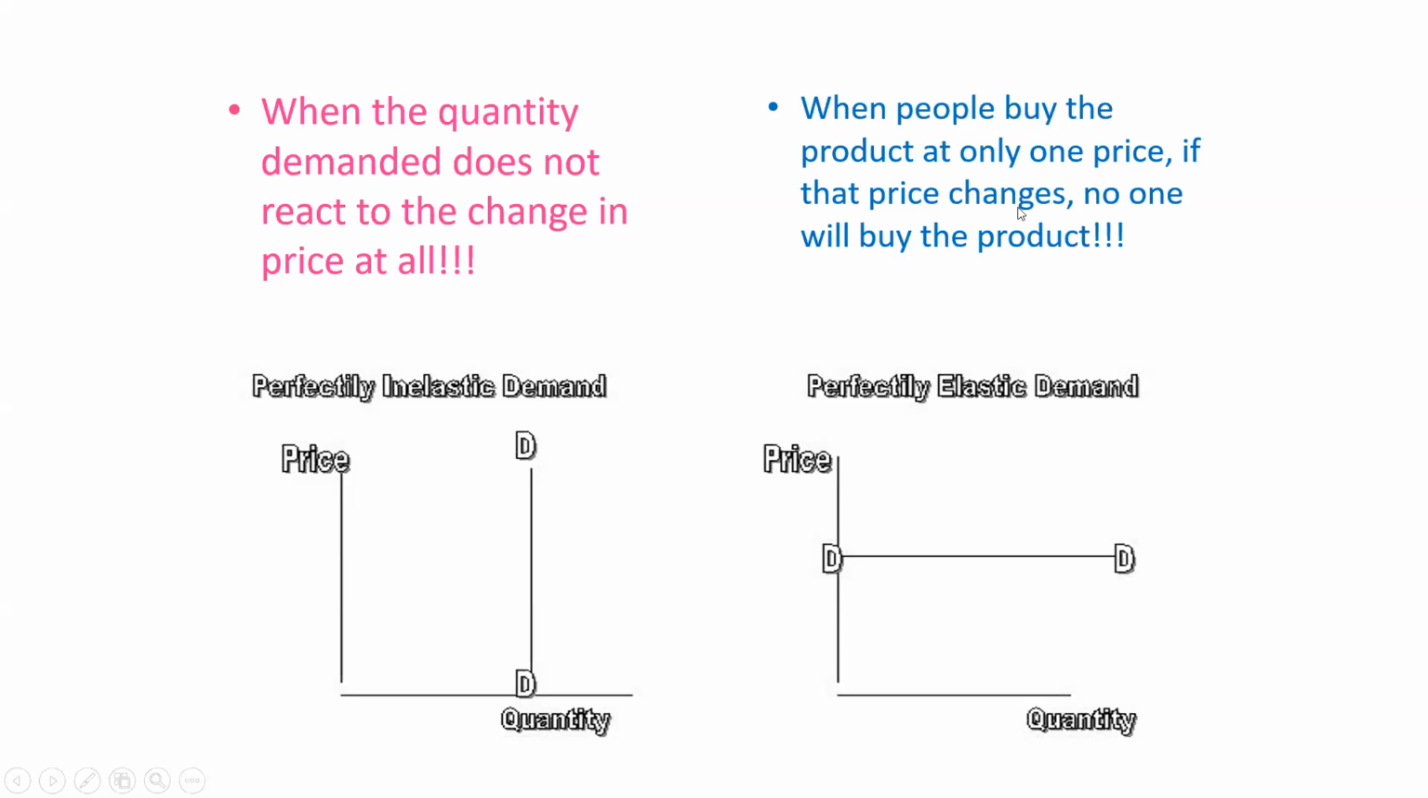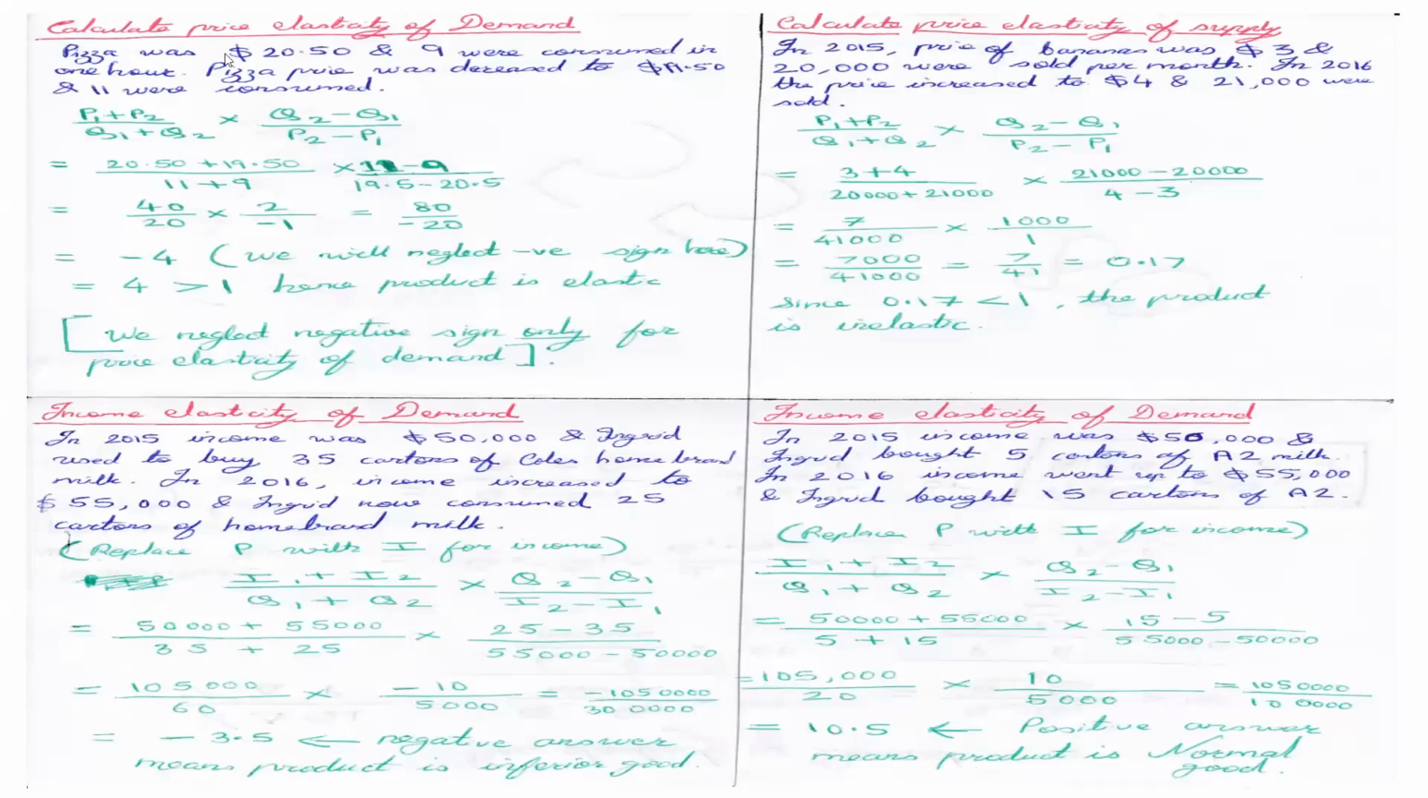Now let's do the calculations. Let's quickly have a revision for all the calculations. So I've given 4 examples which will help you understand the concepts of the calculation part for price elasticity of demand, supply, and income elasticity of demand. So let's go through the questions together.